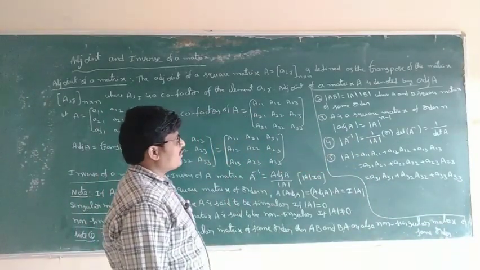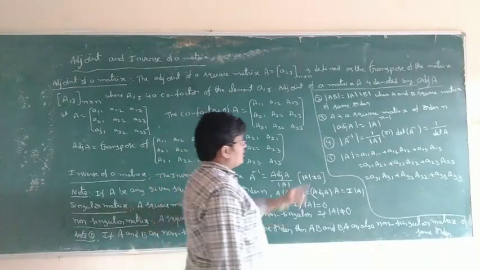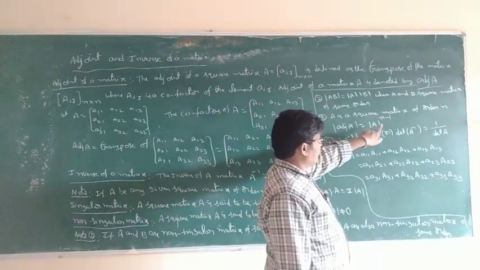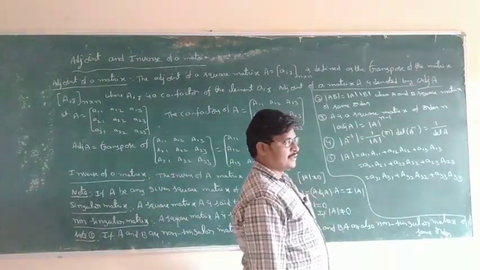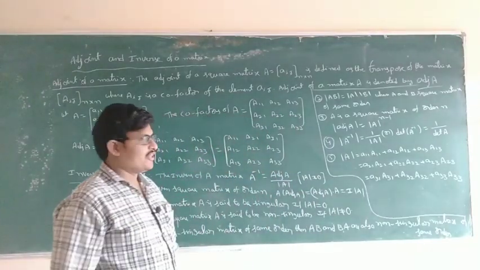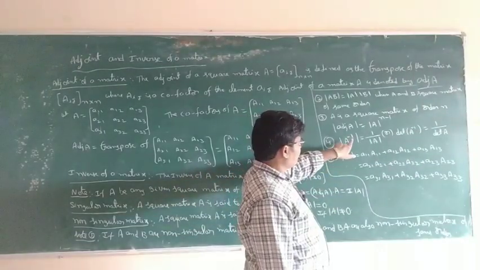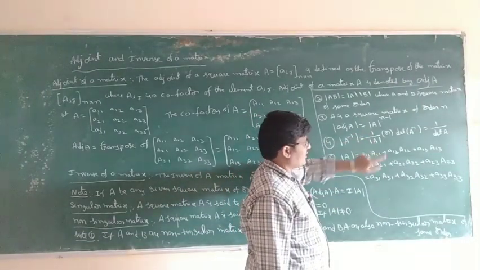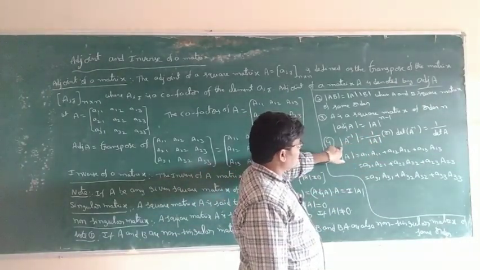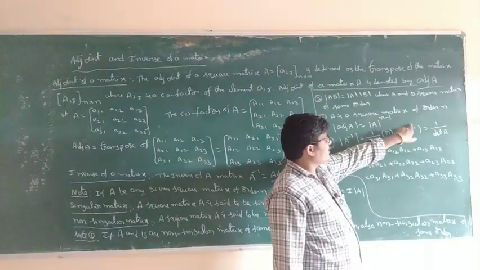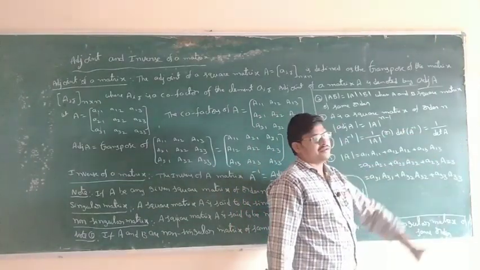If A is a square matrix of order n, determinant of adjoint A is equal to det A whole power n minus 1. Fourth one, determinant of A inverse is equal to 1 by det A. Determinant is nothing but det. Det of A inverse is equal to 1 by det A.